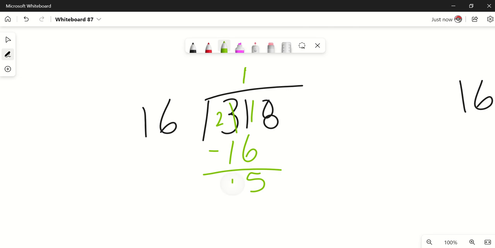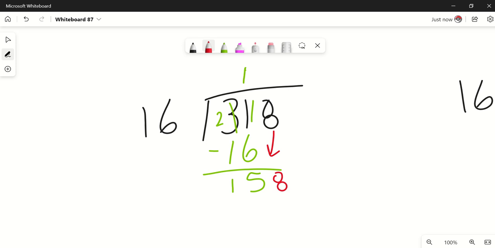2 minus 1 will be 1. So now I feel like a complete goofball because I did it this way. I did it the other way, I should say. So 16 can go into 31 one time. And then what I would do is bring down the 8. And now I get to guess and check what this would be.